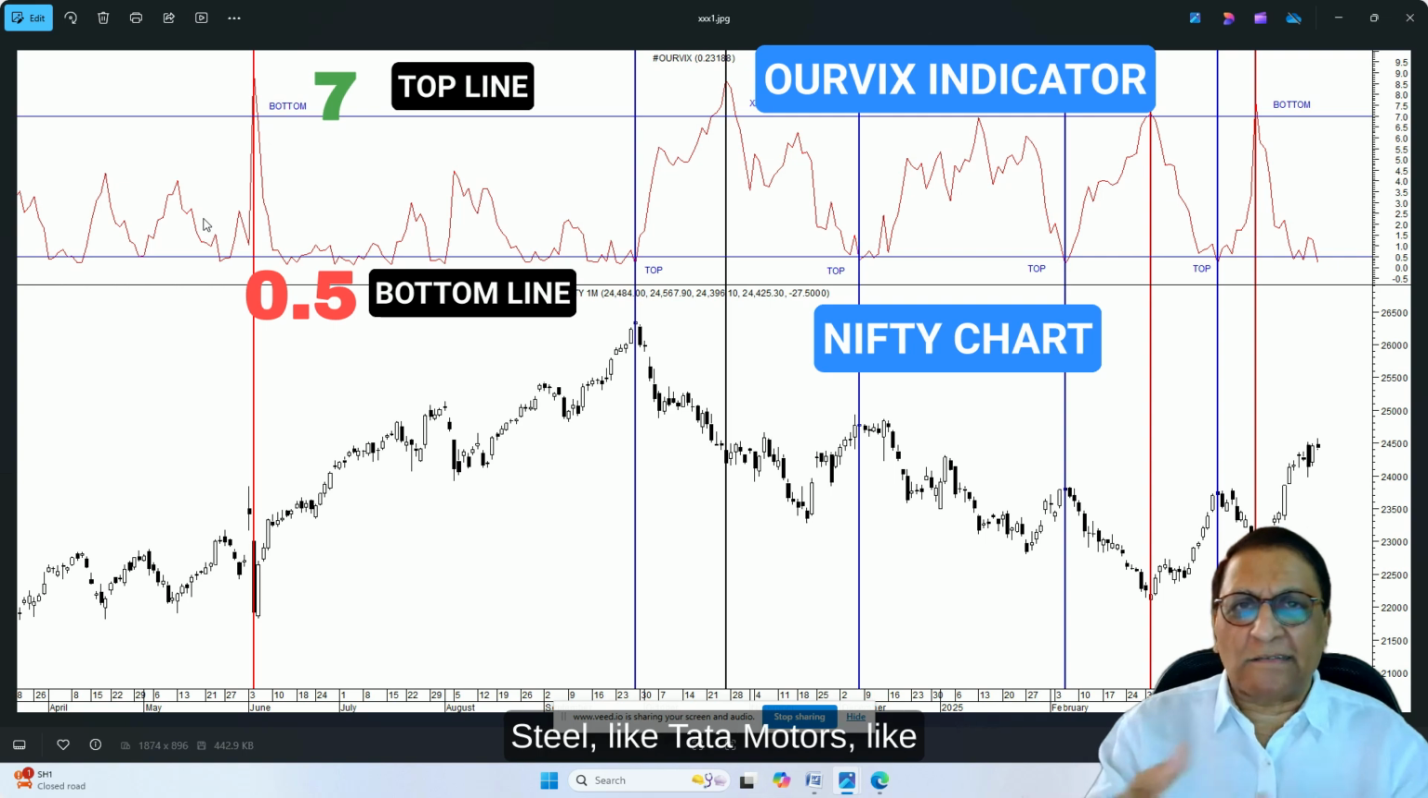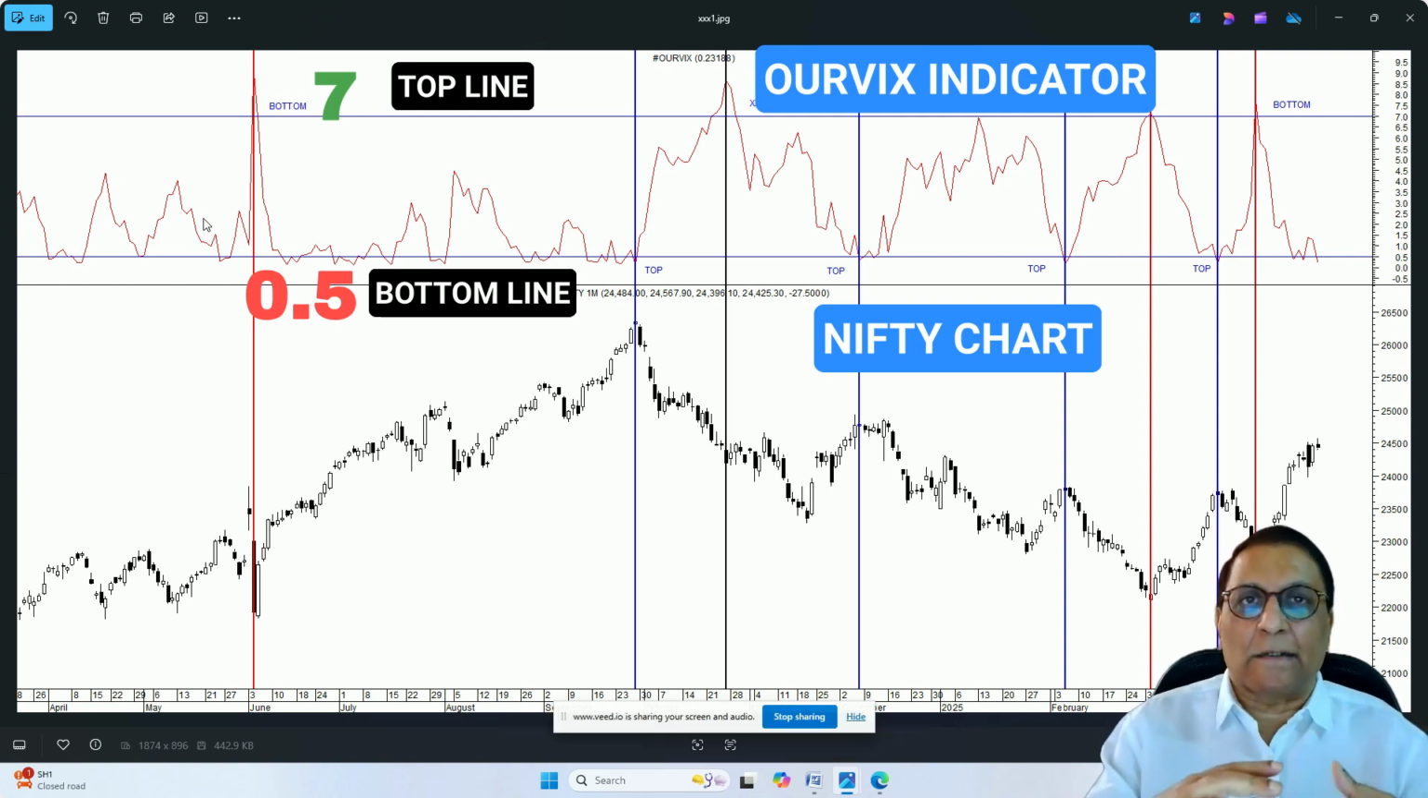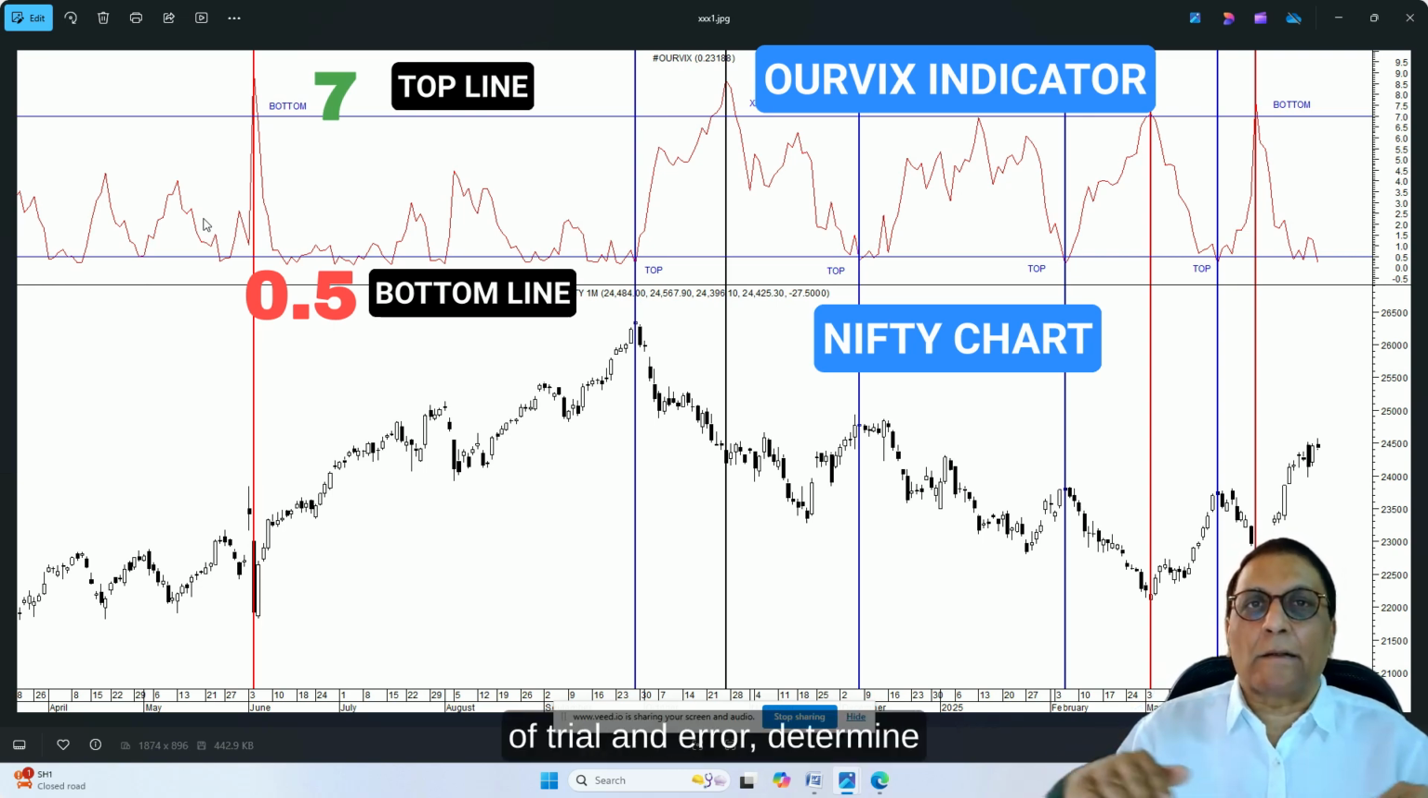For other stocks like Tata Steel, like Tata Motors, like Adani Enterprises, you will have to apply this indicator, and by applying a process of trial and error, determine where the indicator is topping out and bottoming out.